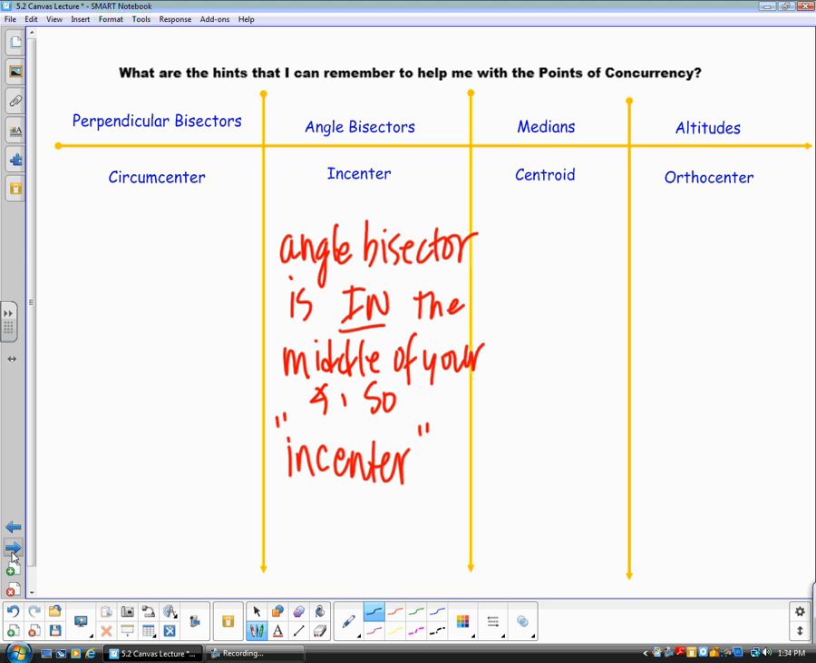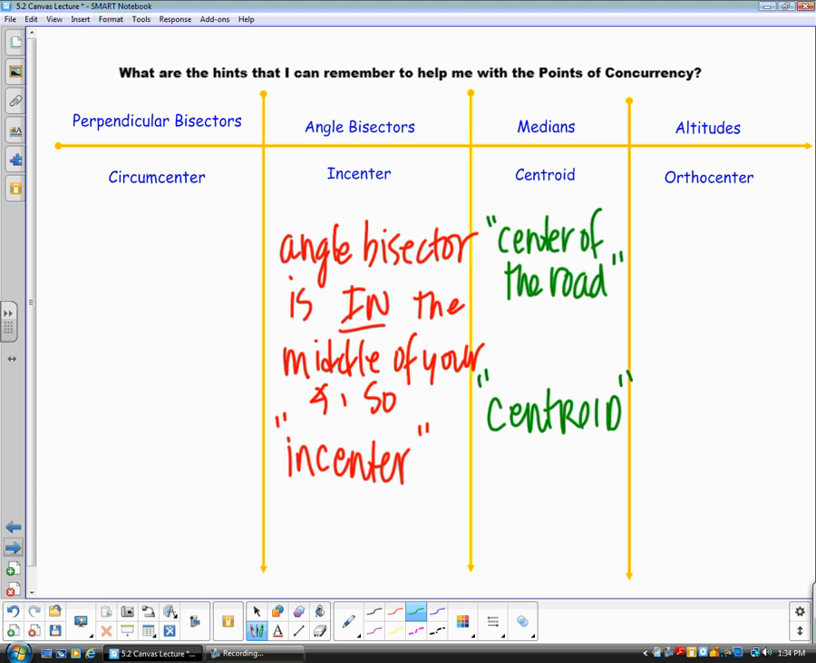For a median, when you think of the median, most people would say, well, it's the center of the road. That is correct. Most of the time, the roads will have a median, or the center of the road. Thus, that's why we say the centroid. It even kind of looks like the center of the road.